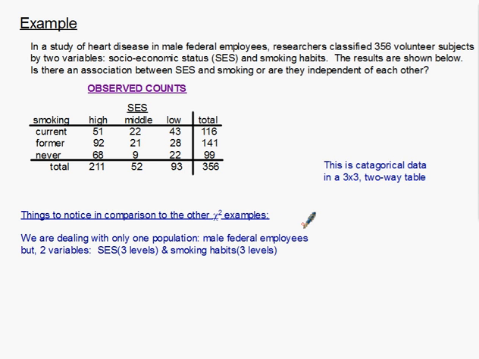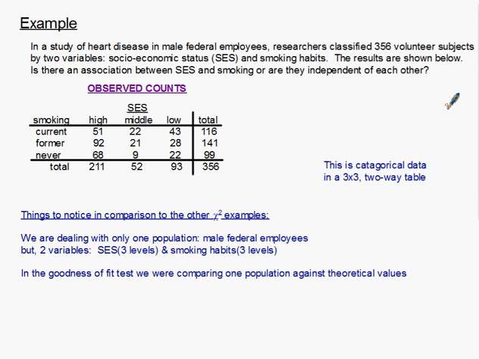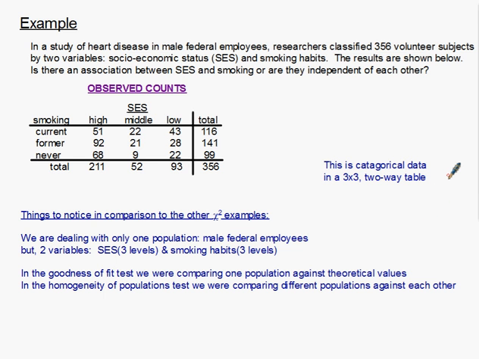In this case, we're dealing with just male federal employees, one population, but we are dealing with two variables: socioeconomic status, which is broken into 3 levels, high, middle, and low, and smoking habits, which is also broken up into 3 levels, current, former, and never. In the goodness of fit test, the first video, we were comparing one population against theoretical values. In the homogeneity of populations, we were comparing different populations against each other. So we're kind of summarizing the different tests.